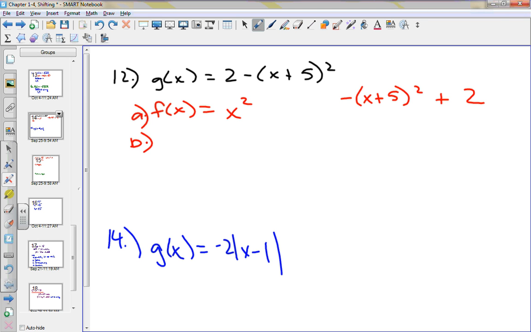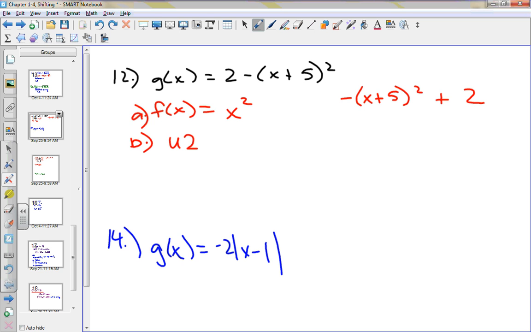When you stretch or shrink, something's attached to the parentheses by multiplication. Is there anything attached to the parentheses by multiplication except for a negative sign? Do we understand that? I guarantee I am throwing one on the quiz on that, because I've got both periods on it. Okay? So what's happening with that 2? It goes up 2 units.